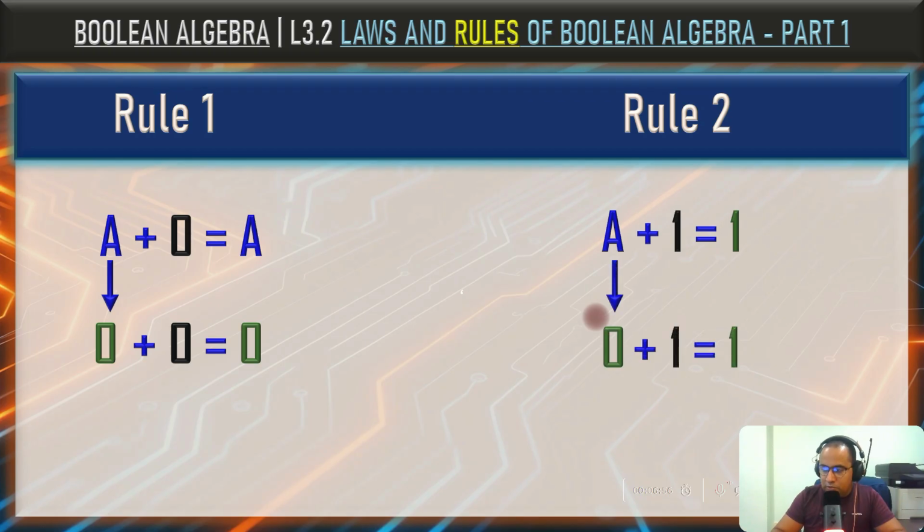If A is 0, then 0 plus 1 equals 1. And if the variable A is 1, then 1 plus 1 equals 1. It's like I said, no matter what the other input is. If at least one of its inputs is 1, the output will be 1. In both cases, the result is 1, confirming the rule.